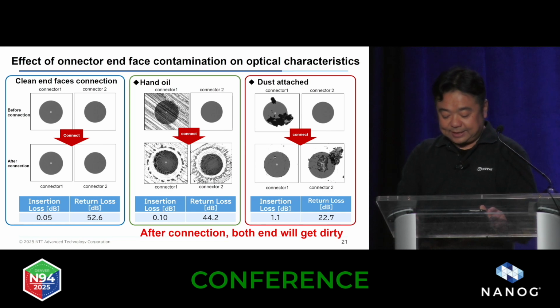The next one, on the right side, shows the data when dust was applied. Dust was applied by touching the connector with a cloth. Both the insertion loss and return loss are very poor, and you can see that it has a greater effect on the optical characteristics than hand oil.